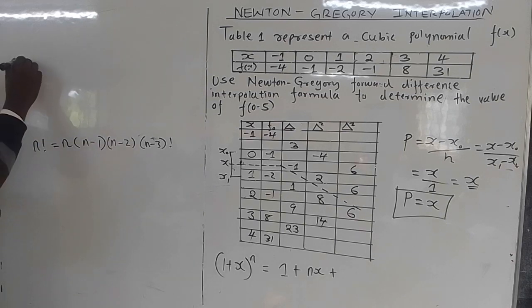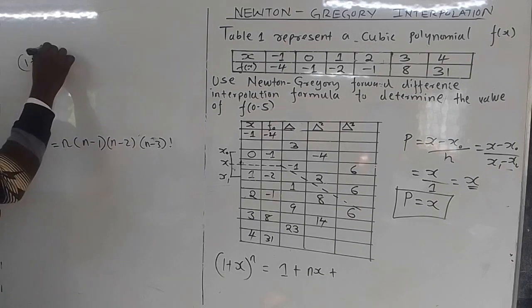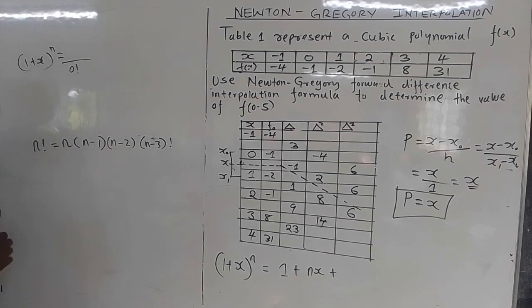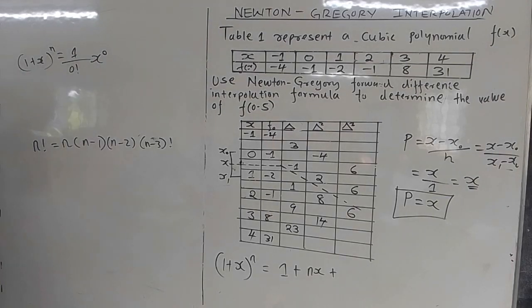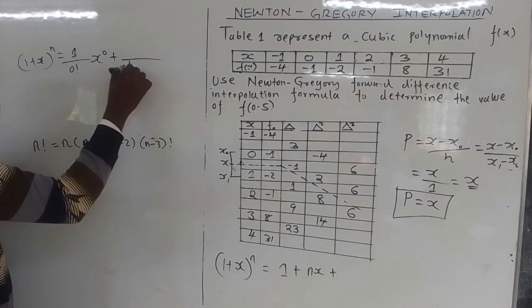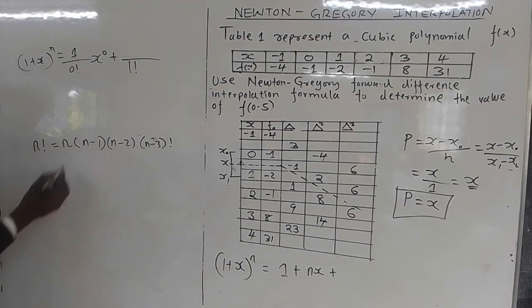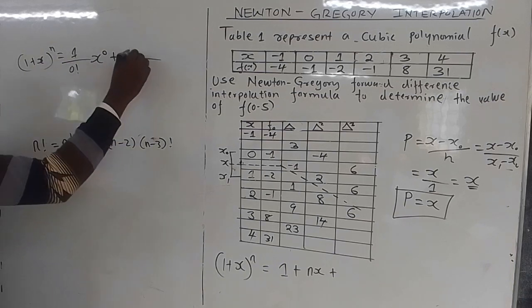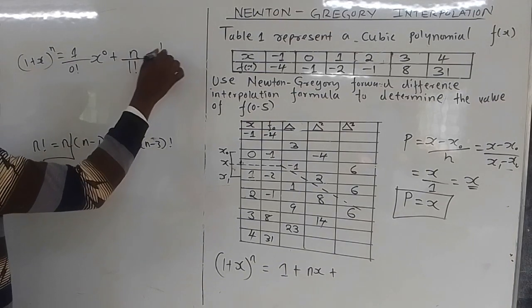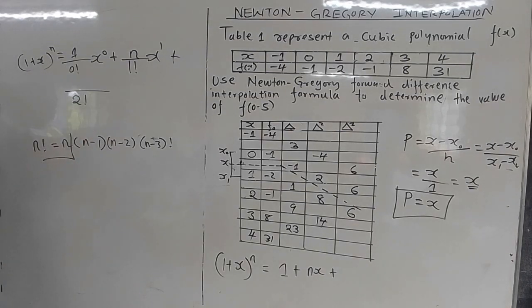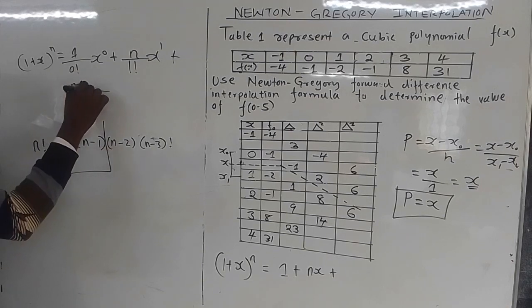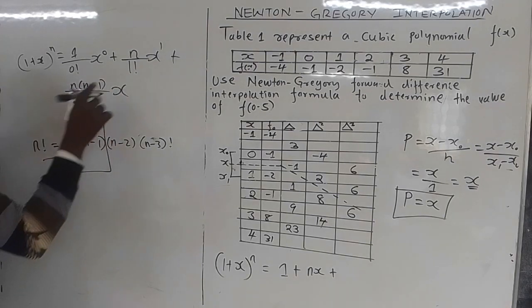So the first term, if you are expanding 1 plus x raised to power n, the first term is 0 factorial. 0 factorial means no term in the numerator and your x is raised to power 0, isn't it? Then the next one, plus, after 0 factorial, 1 factorial. 1 factorial means there's only one term in the numerator. And then your x is raised to power 1. Then plus, after 1 factorial, we have 2 factorial. 2 factorial means there are 2 terms in the numerator, n and n minus 1. N by n minus 1, then our x is raised to power 2.